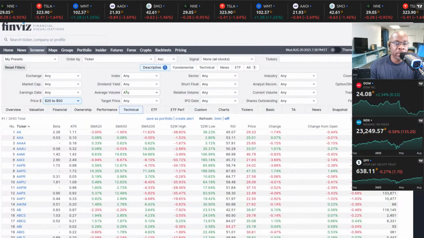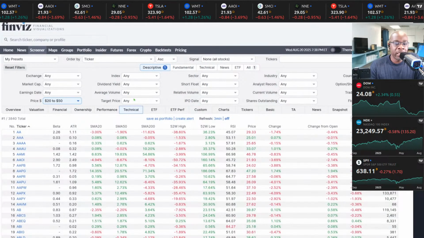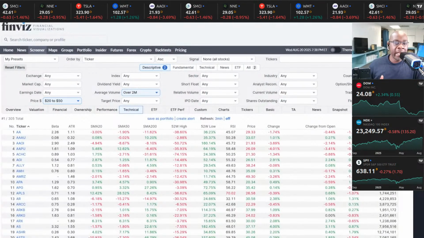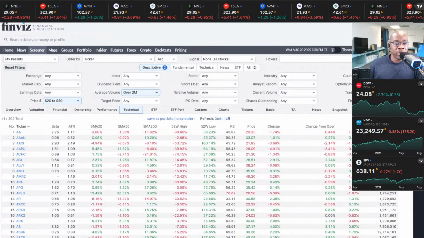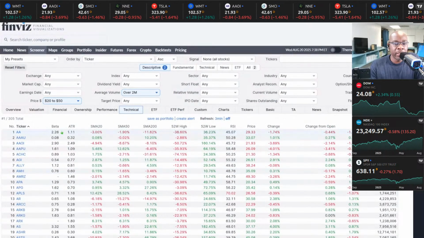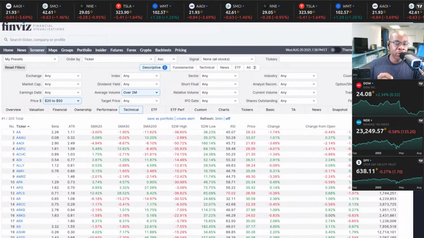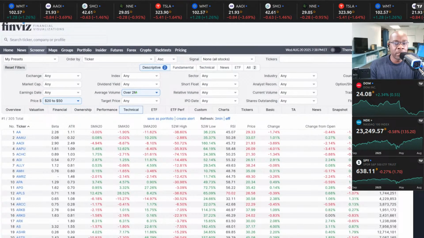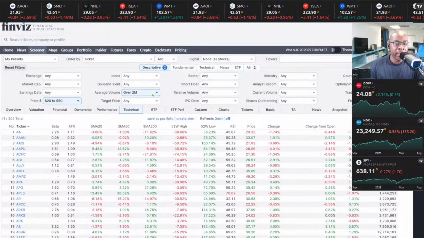The next thing we want to look at is our average volume, right? This right here is our average volume. We want to look at stocks with over 2 million. The reason is, on average for the last 30 days, each one of the stocks on this list is selling a minimum of 2 million shares each day, not $2 million, but 2 million shares. So we're looking for companies that have sold an average of about 2 million shares or more every day for the last 30 days. That brings us down to 305 stocks.